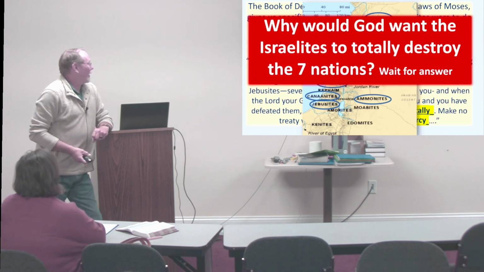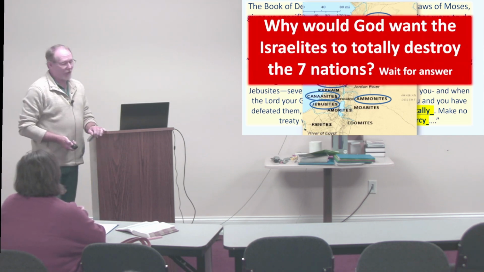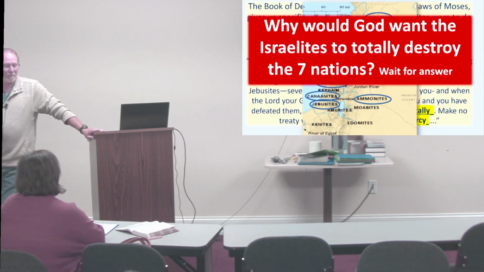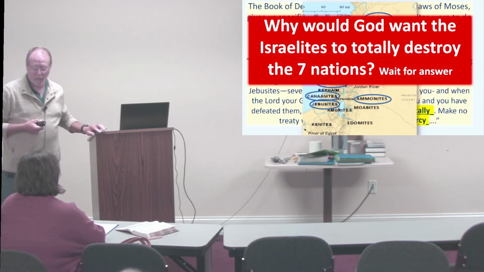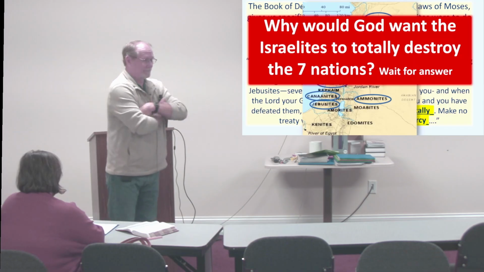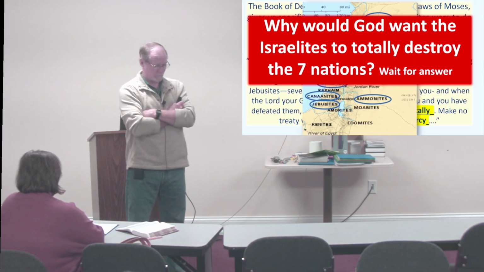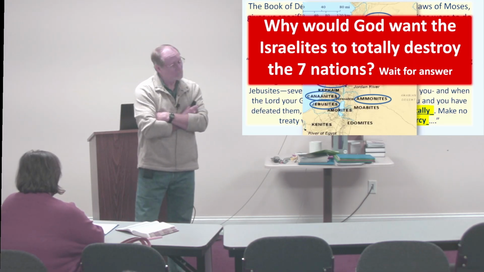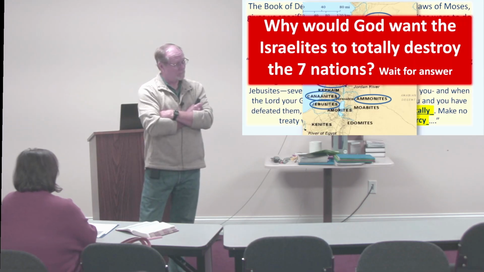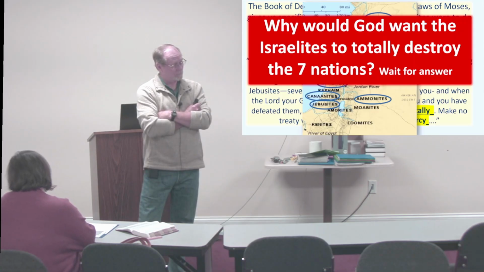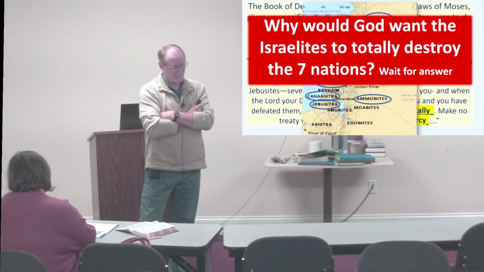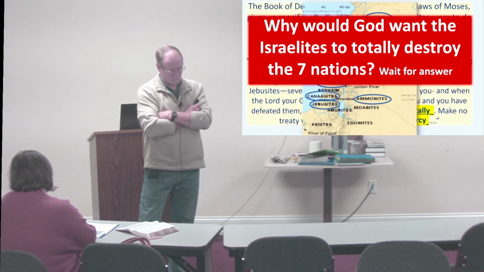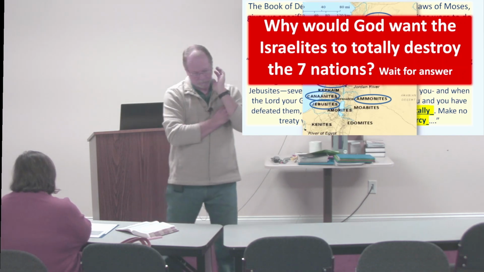So why would God want the Israelites to totally destroy the 7 nations? He knew what their influence would do. Well, he knew what their influence would do for Israel, but he also had given them an opportunity to repent. There's a period of time where God is telling that the Israelites are not going to be going into Canaan yet because the sin of the Amorites has not yet been completed. So God was being patient with them. There was going to come a point when he was going to bring judgment to the nations of Canaan.